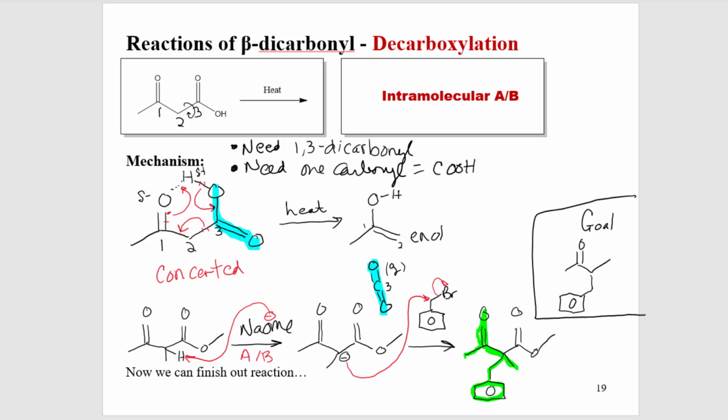So now that we have the enol, we need to tautomerize it, because enols are not stable. So after it collapses intramolecularly and the carbon dioxide goes away, the enol tautomerizes and you're left with the carbonyl. All right, let's put it all together, guys. Now we can finish the reaction.